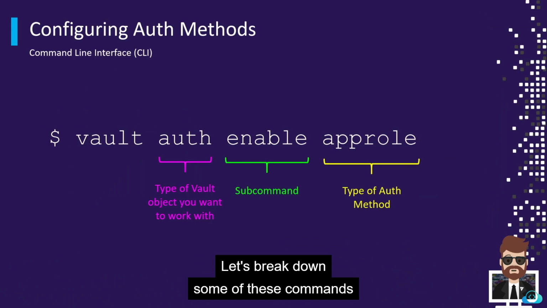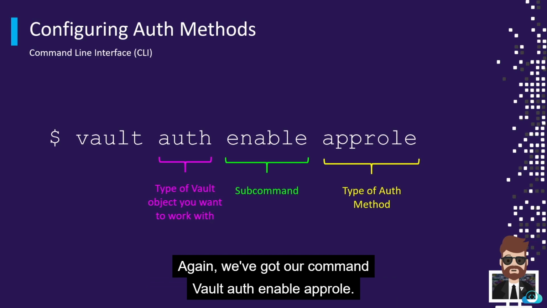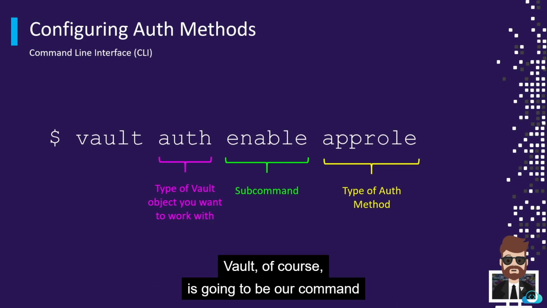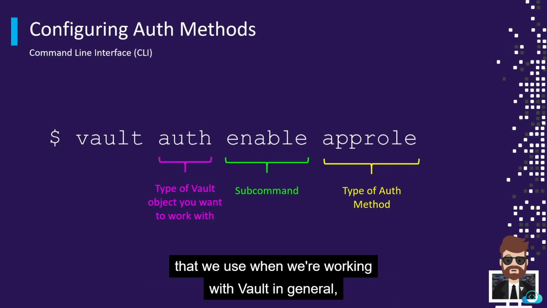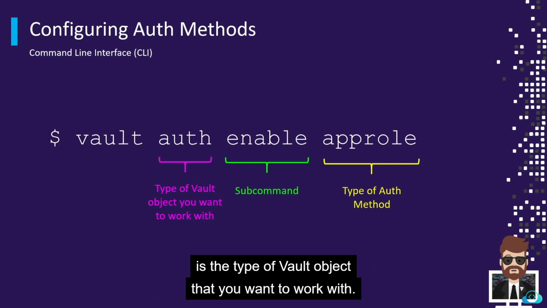All right, so let's break down some of these commands so you fully understand it when you're working with the Vault CLI. Again, we've got our command: vault auth enable app role. Vault, of course, is the command that we use when we're working with Vault in general. Now, when we say vault auth, the auth piece in this command is the type of Vault object that you want to work with.